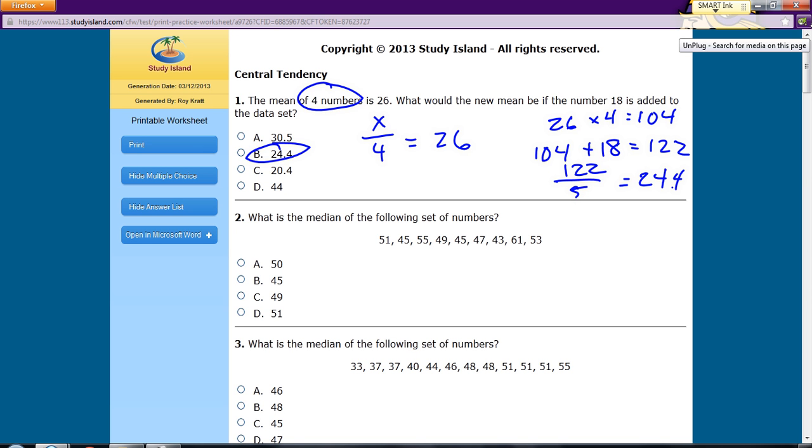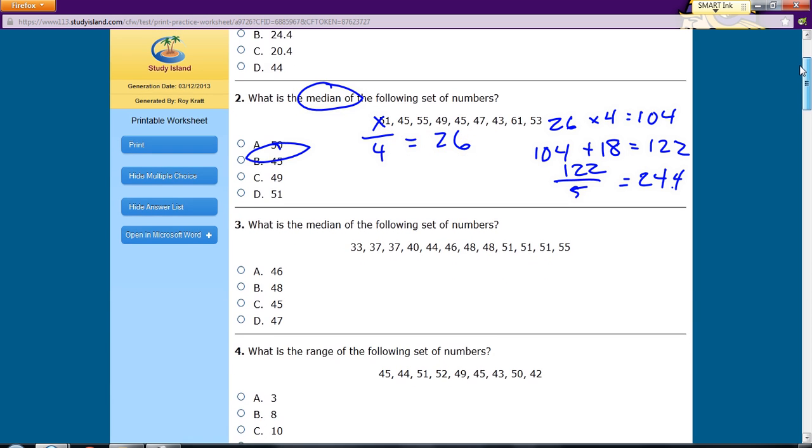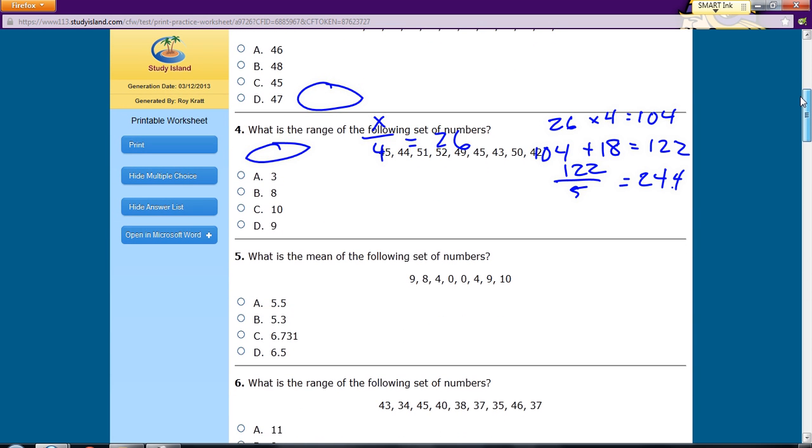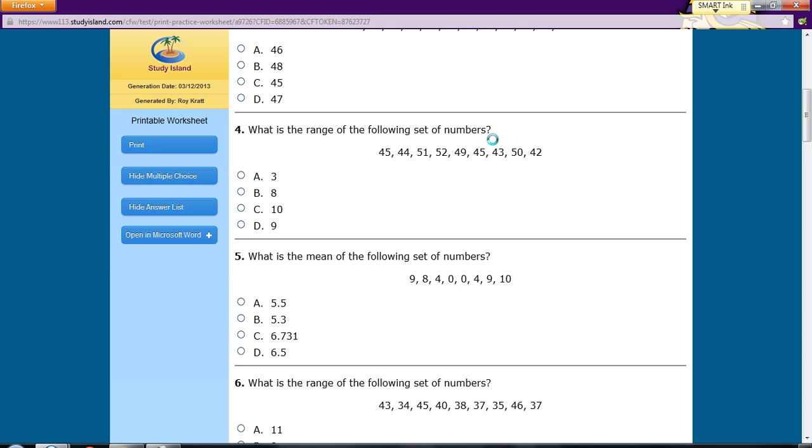So taking a look further down, we can keep going here. I want to find more mean questions. So number 5, if we take a look at number 5, it says here that we have the values 9, 8, 4, 0, 0, 4, 9, and 10. So basically I need to add all of these numbers up. All right, so add them all up.